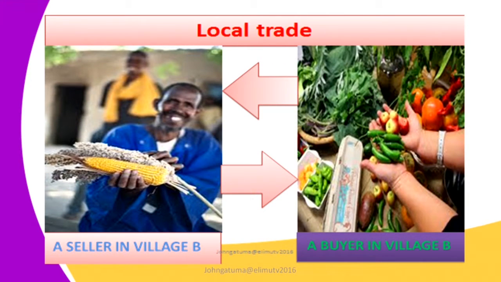Another demonstration of the local trade, you can see the two parties that we mentioned. They are involved in trade. We have the seller at village A and a buyer at village B or any area. So these two parties exchange goods. The seller, you can see, is carrying maize and wheat. The buyer has got vegetables, and they exchange for mutual benefit. So this trade at the village level is known as local trade.